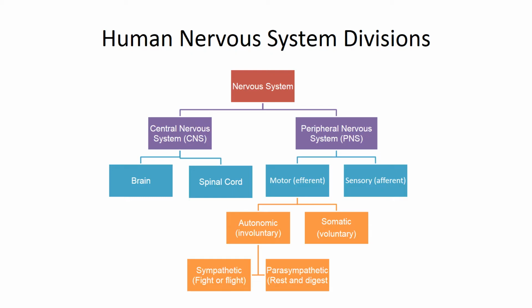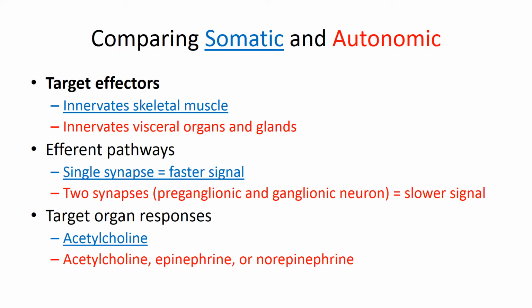In this chapter, we're going to discuss the components of the autonomic nervous system. And we're going to look at the sympathetic and parasympathetic branches. First, we will start by comparing the characteristics of the somatic nervous system to the autonomic nervous system.